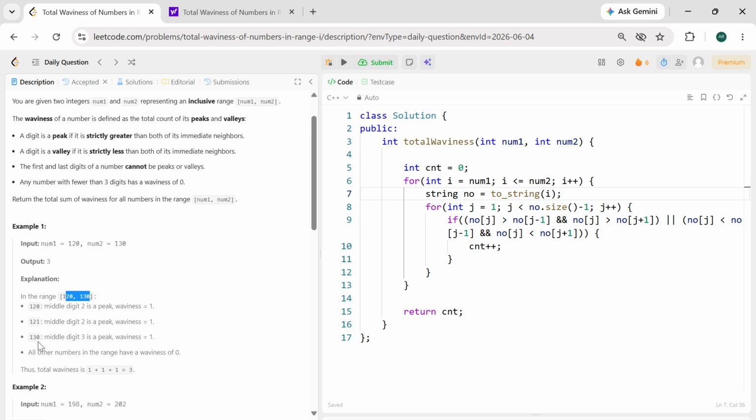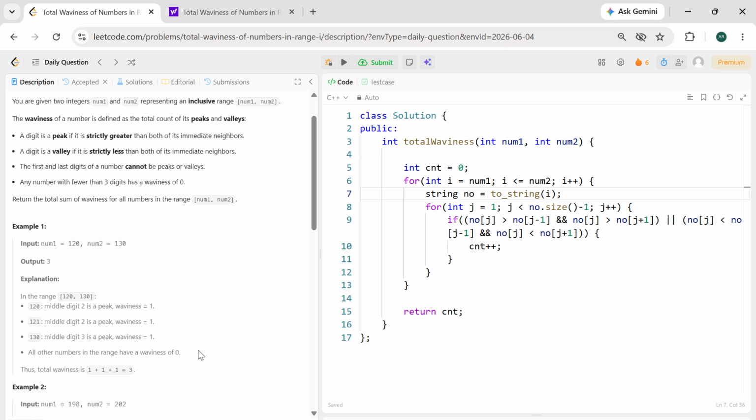Now if you see 122, if you take the 2, the immediate right of the 2 is 2, and they have told us to consider strictly greater. So 2 is not greater than 2, so you cannot count it. That is why, when you write all the numbers between 120 to 130, you would find that the total waviness of this particular range is 3. And finally you can see 130, where 3 is greater than 1 and 0, so that adds 1. Thus the total waviness is 3. I hope this question is now clear, so we can now move to the solution.